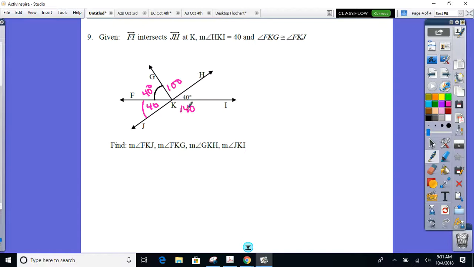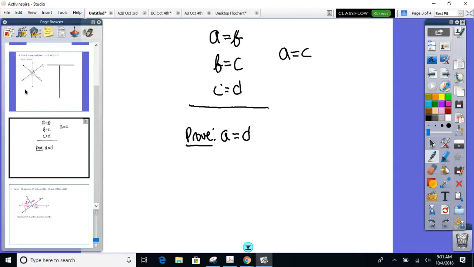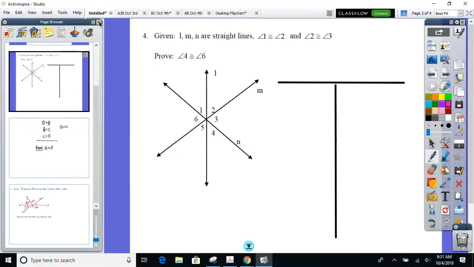Other questions on the algebra ones before I get to the proofs? All right, I want to do a proof with you, one of the proofs that you had to do. I want to go to this one right here, number 4, because this one was a beast.